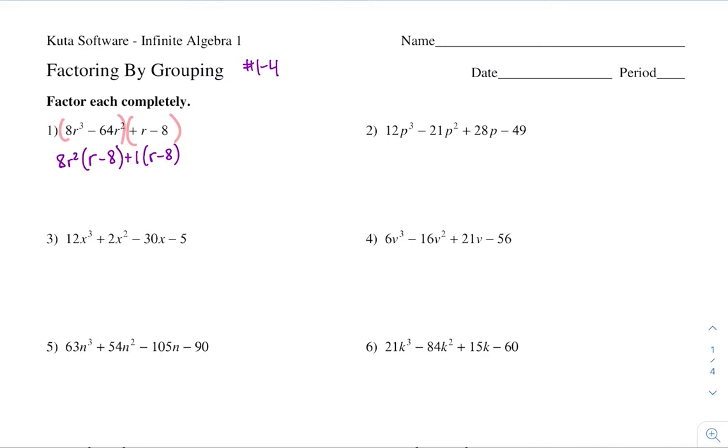Then once you get to this step, you factor out an r minus 8 from both of them. So all you're left with is 8r squared plus 1, and then r minus 8. Okay, number 2, group.